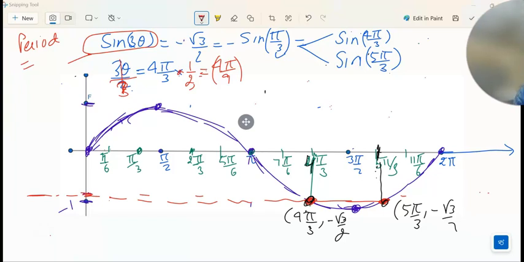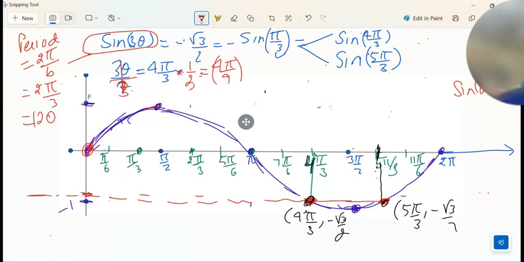That means the graph. This graph that you see is only for sine theta. But if it is 3 theta, we find the period as 2 pi divided by the coefficient of theta. In this case it is 2 pi by 3, which is actually 2 times 60, which is 120. So where are these numbers?